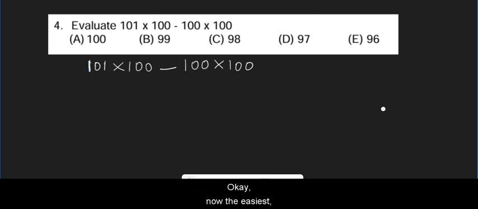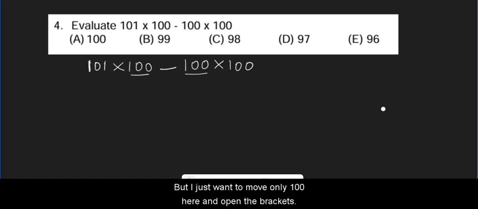Okay, now the easiest, simplest way, when you look at this, multiplying 101 by 100 and multiplying 100 by 100 is just another method which you can go for, but it's just long. So now this one, I can simply find a common value for both sides. So 100 appears on both sides. We've got 2 of them, but I just want to move only 100 here and open the brackets.